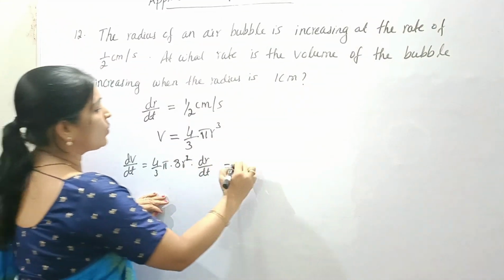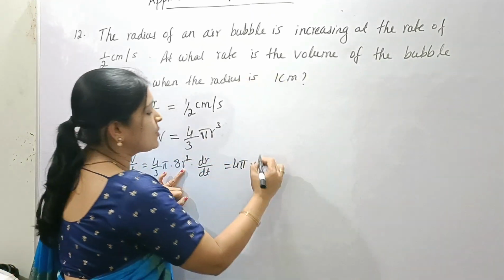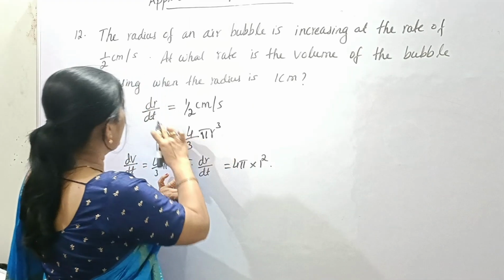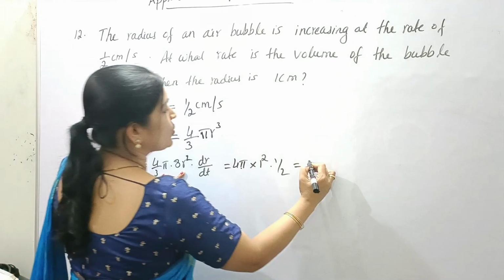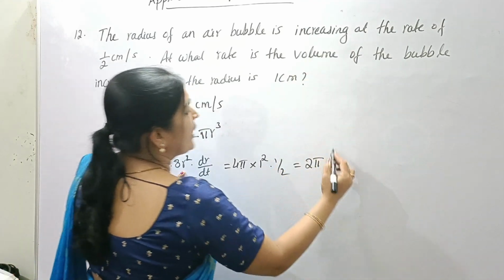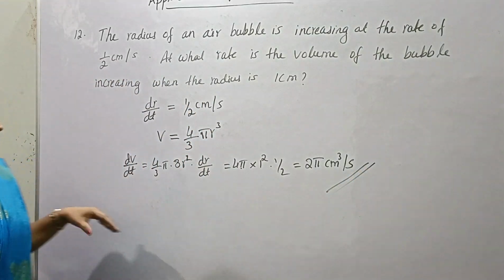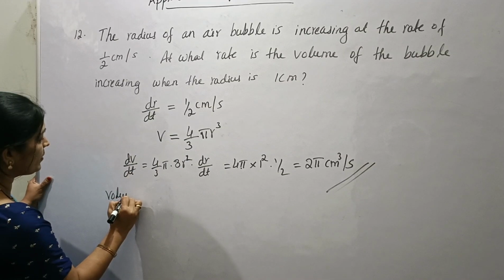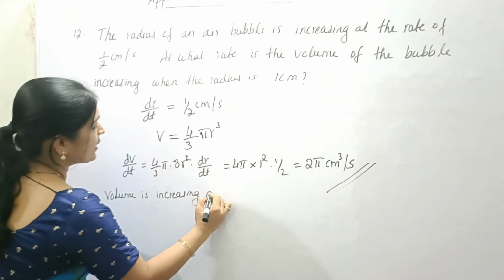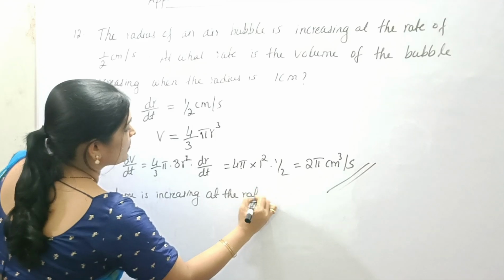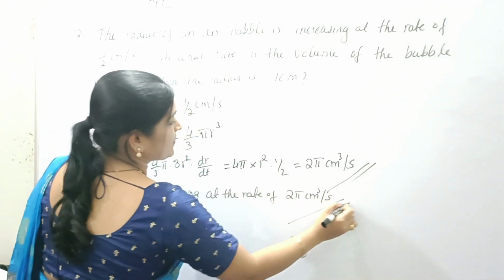4 by 3 cancelled, 4 pi into r square, when r is 1 centimeter, so 1 square into dr by dt, that is 1 by 2. That is equal to, 2 cancelled, 2 pi. It is volume, right? So centimeter cube per second. So the volume is increasing at the rate of 2 pi centimeter cube per second.